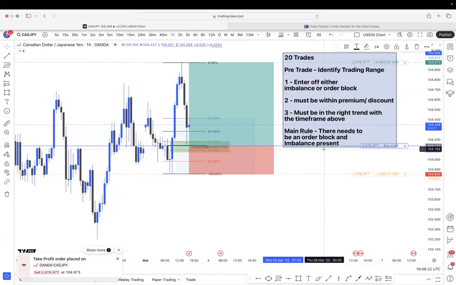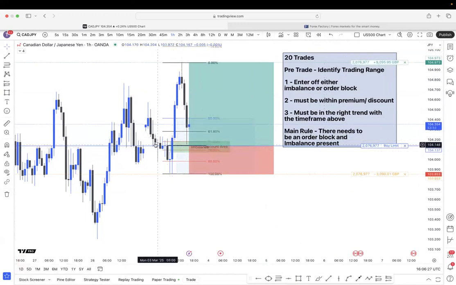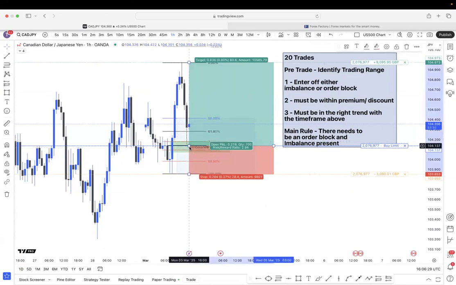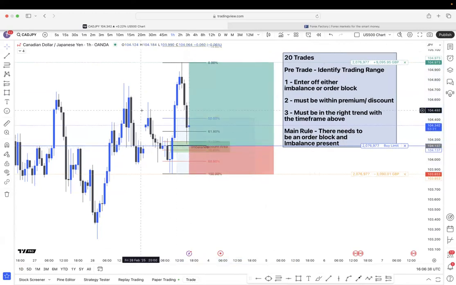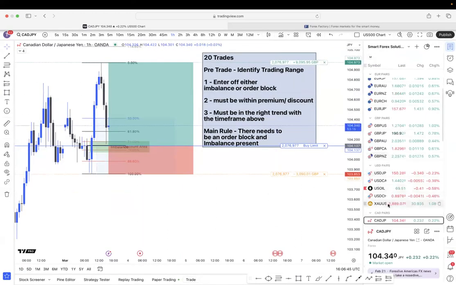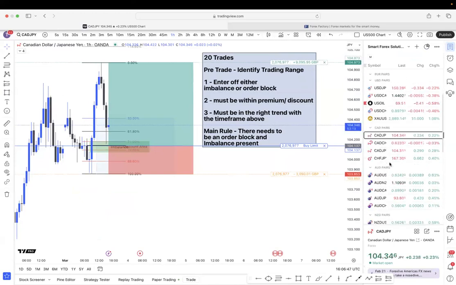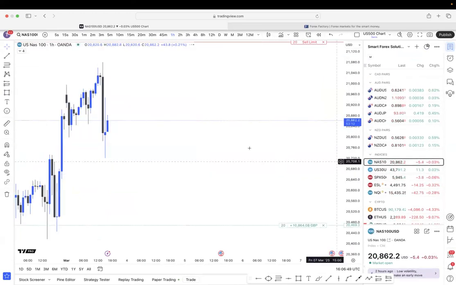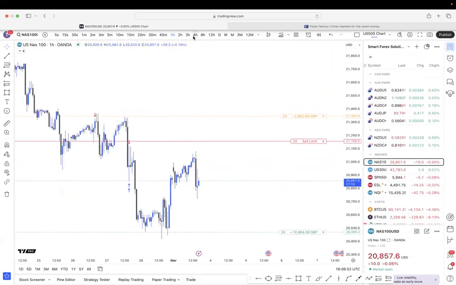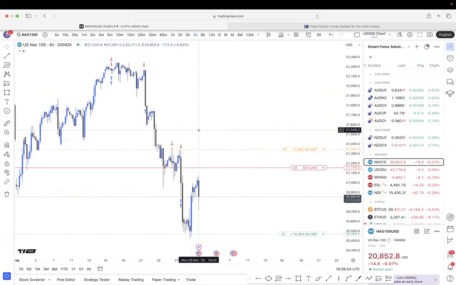Another rule I want to make sure you have is that there is an order block and an imbalance present for your entry. It doesn't matter where you enter. You can enter at the opening of the order block, which is right here. You can enter at the order block. It's really up to you. This is, like I said, going to take a little bit longer, but I think your results are going to dramatically improve.